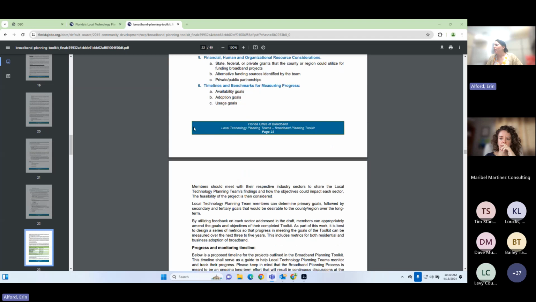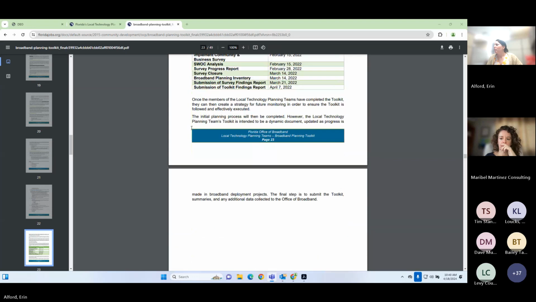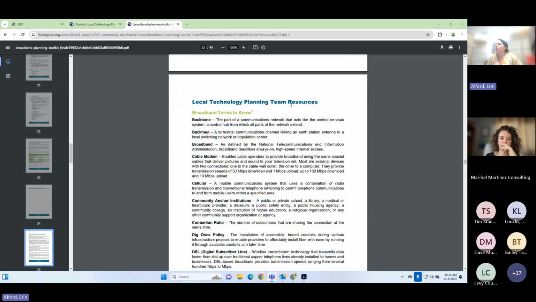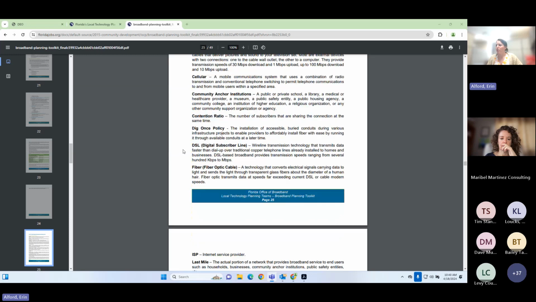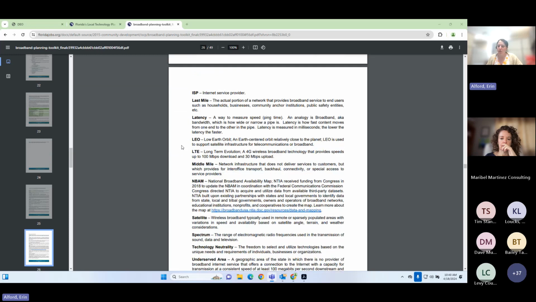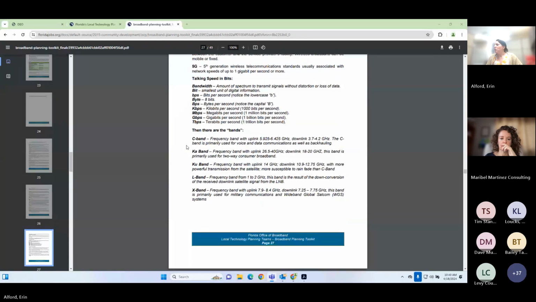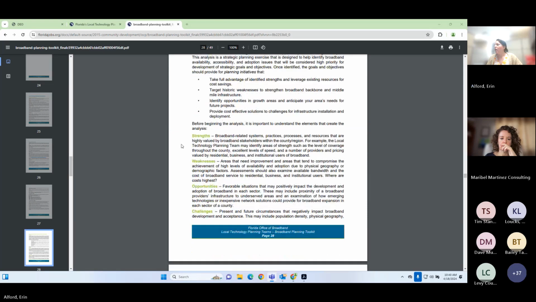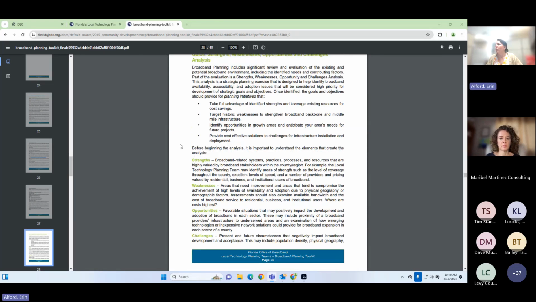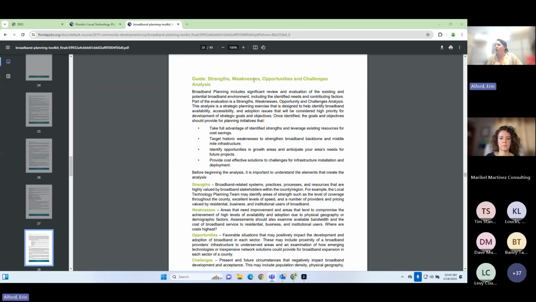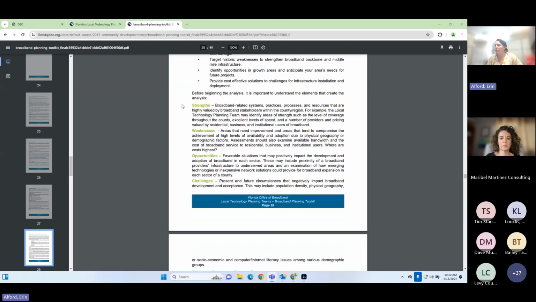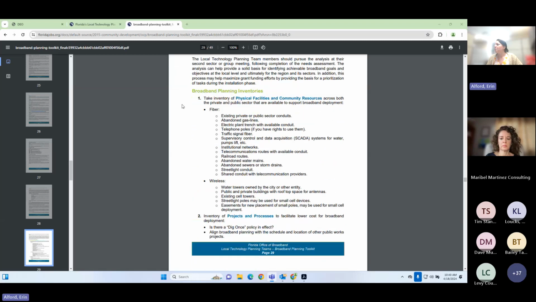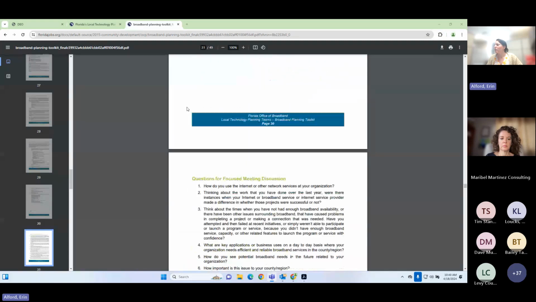And then I think the rest of it, yeah. So the rest of it gives broadband terms to know. It gives simple definitions of terms that people from ISPs might be using. So that's very useful. Even I find it very useful to look up every now and then. And then it gives a great overview of the guide for the strengths, weaknesses, opportunities, and challenges analysis, whenever you get to that part, and broadband planning inventories, which is really great.